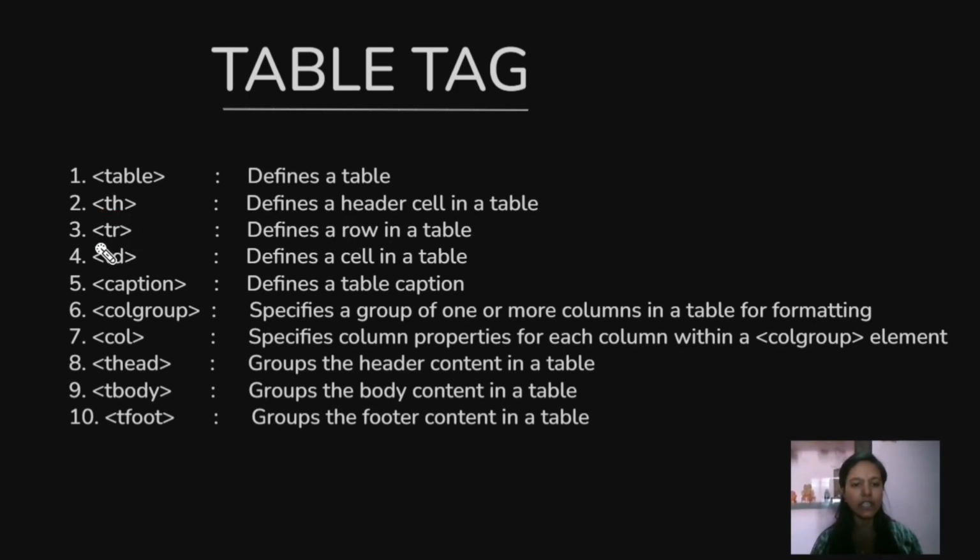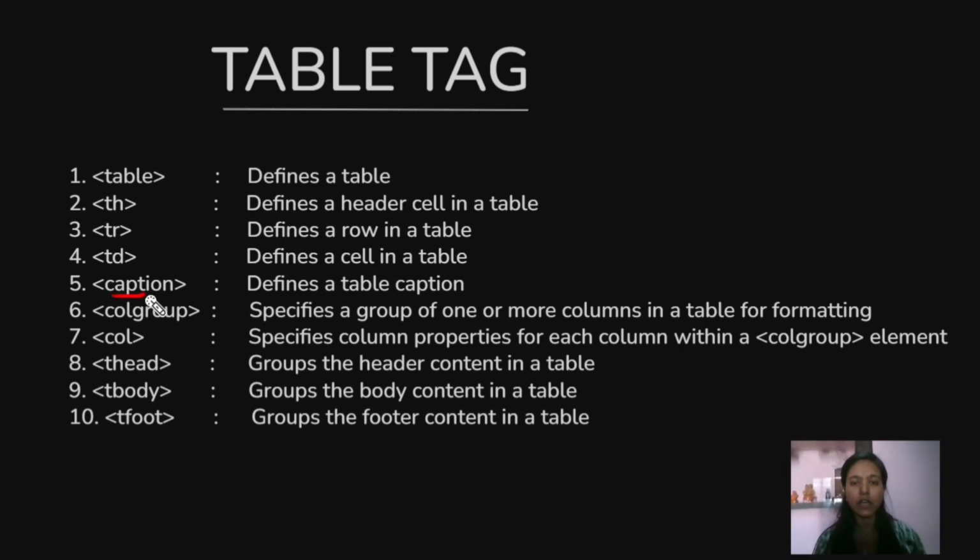Next is the table row, tr, which defines a row in a table. In the row tag we write the name of the student, like Rahul, Sonia. The next is table td, which defines a cell in a table. Basically, we will see this tag when we look at the example in VS Code.